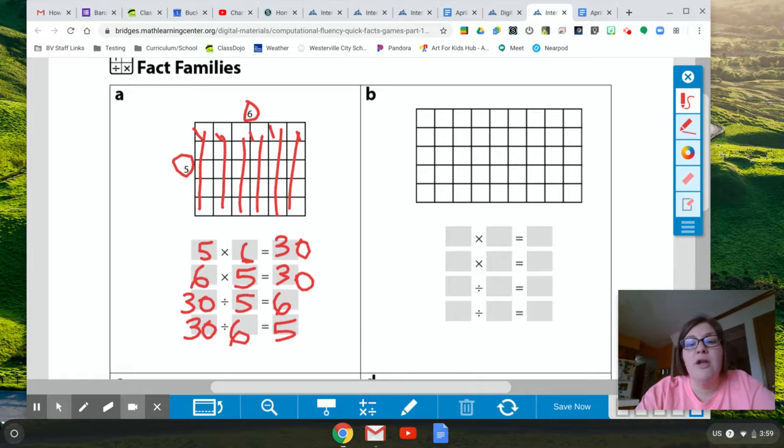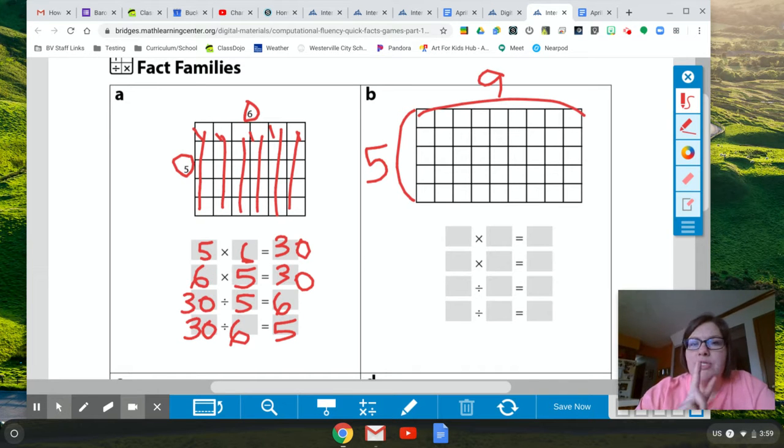Okay, we have another one over here that we can do the same thing with. So what we're going to do is look at how many are here. 1, 2, 3, 4, 5. And then we're going to count along the top. 1, 2, 3, 4, 5, 6, 7, 8, 9. Did you get 9 also? I got 9. So now we're going to do the same thing.